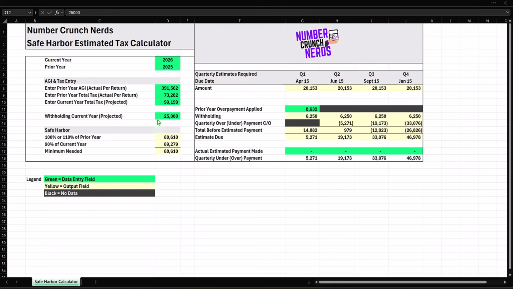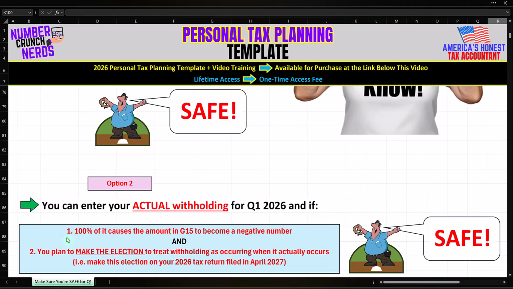So far, there's no change with this number right here. We're saying that our actual withholding for Q1 on all Q1 transactions was a total of $25,000. We're not trying to estimate withholding for the entire year. We're just using this actual. Going back to condition number 1, if 100% of that number causes the amount in G15 to become negative.